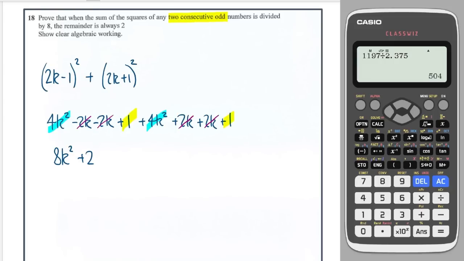So here we have a multiple of 8 plus 2. And that proves that when I divide it by 8, I will get a remainder of 2.